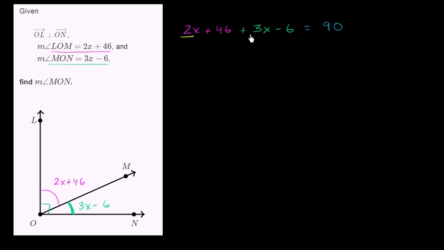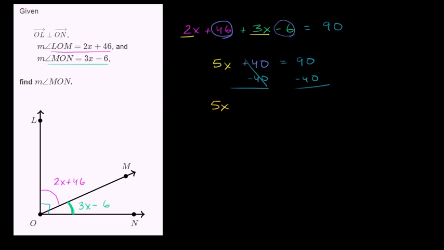We have 2x's, and we have another 3x's, so you add those two, you're going to get 5x's. And then you have 46, and you're going to subtract 6, so it's going to be plus 40 is equal to 90. Subtract 40 from both sides. And on the left-hand side, you're just left with a 5x. And on the right-hand side, you are left with a 50. Now just divide both sides by 5. And we are left with x is equal to 10.